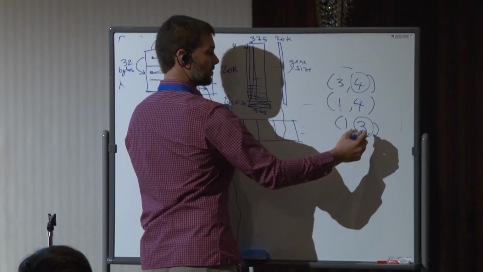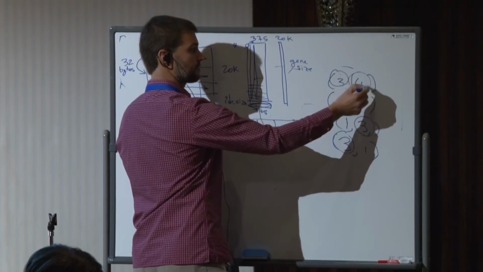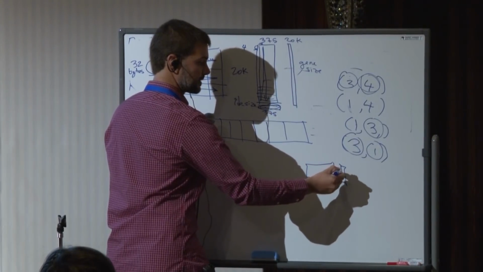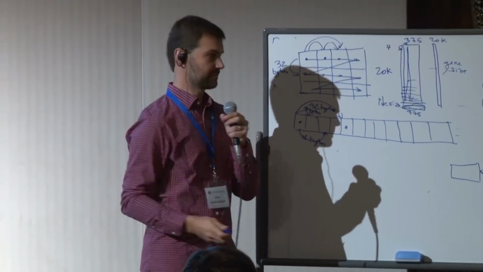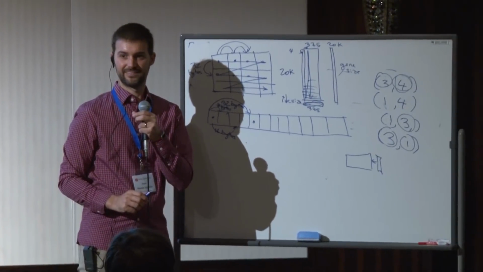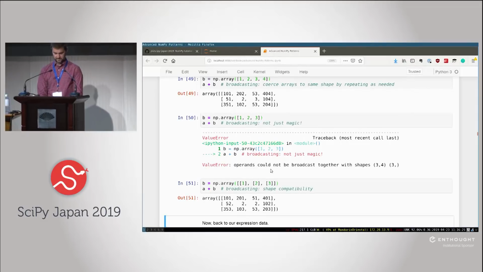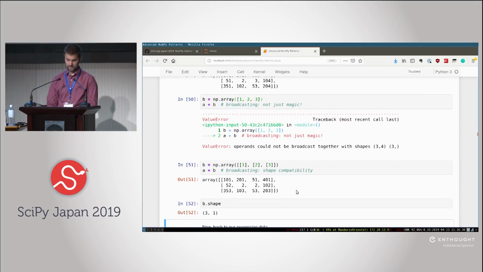So what you need to do is manually make this 3, 1. Now you see that the 3 and the 3 match, and the 4 and the 1 match. And now you can do the broadcasting along this dimension. Okay, any questions about these broadcasting rules? Okay, good. So in this case, if you look at b.shape, I've made this 3 by 1 array, and so now the broadcasting works. This is a 3 row, 1 column array, made by using this notation. Okay.